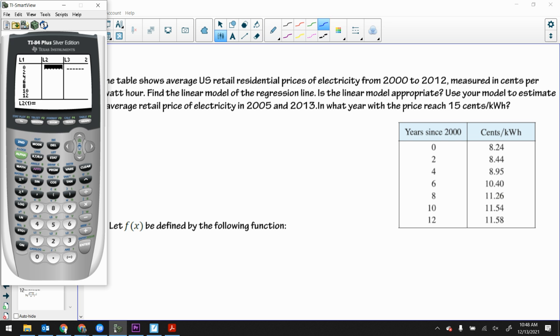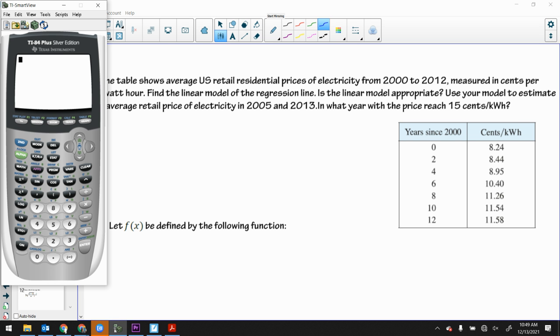On the right side list, we got 8.24, 8.44, 8.95, 10.4, 11.26, 11.54, and 11.58. Just double check you didn't... Look at that. I did that. Number 12, 11.58. Always go back and double check your data. Make sure you didn't screw something up.